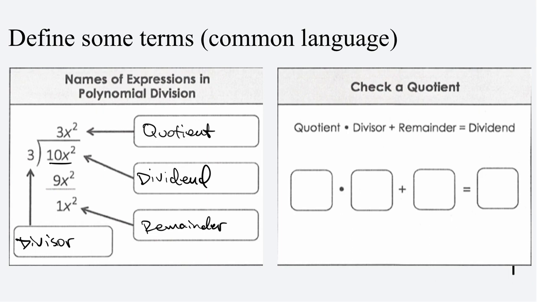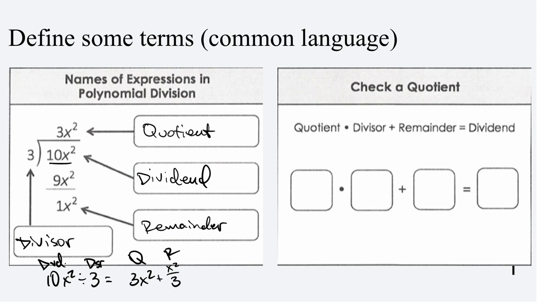Okay, so writing this division, 10x squared divided by 3, that equals 3x squared and x squared over 3. Right? This is the remainder, this is the quotient, this is the divisor, and this is the dividend. Just abbreviating. Those are not official abbreviations.